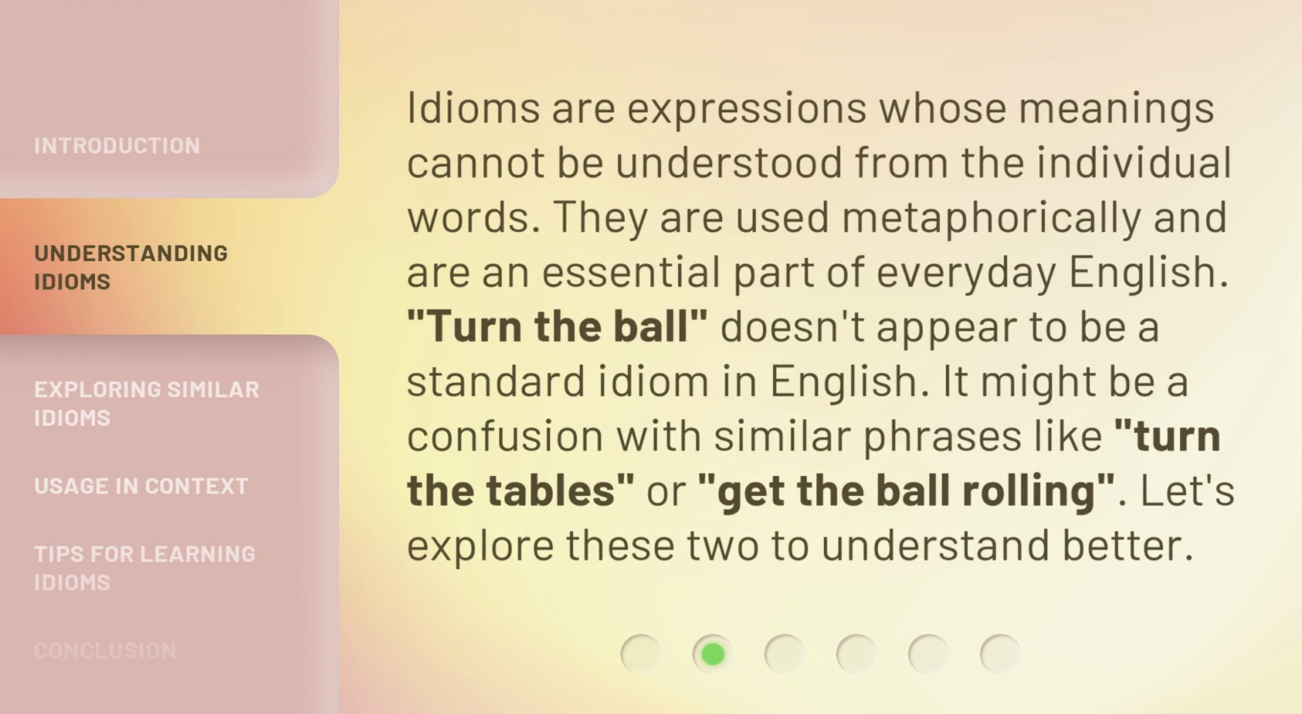Idioms are expressions whose meanings cannot be understood from the individual words. They are used metaphorically and are an essential part of everyday English. Turn the ball doesn't appear to be a standard idiom in English. It might be a confusion with similar phrases like, turn the tables, or get the ball rolling. Let's explore these two to understand better.